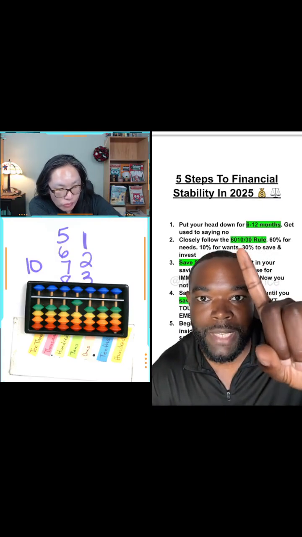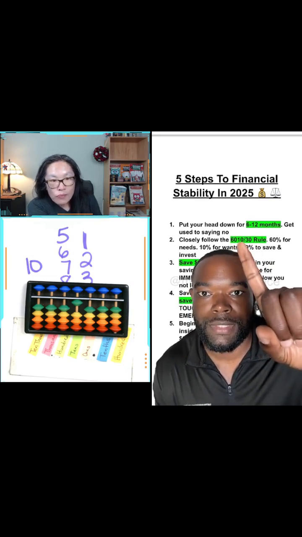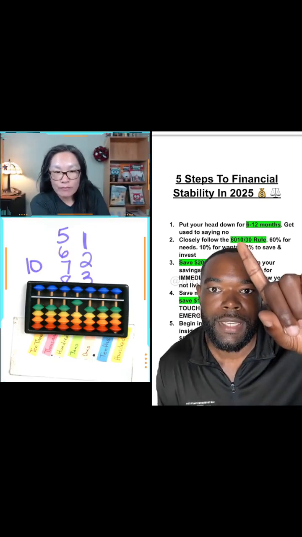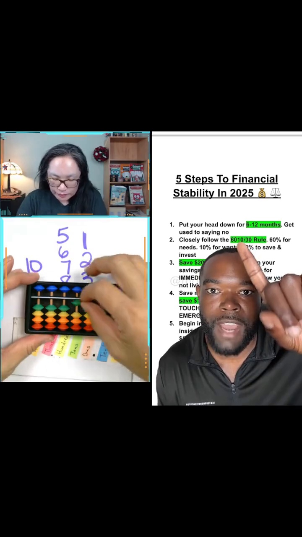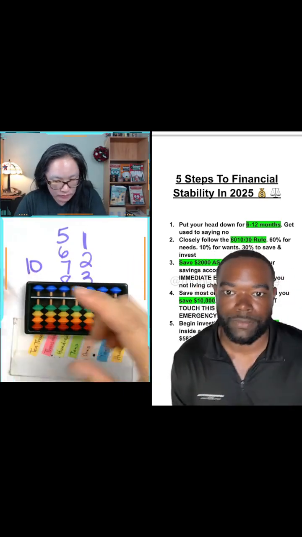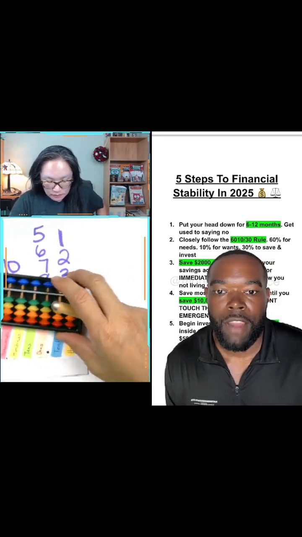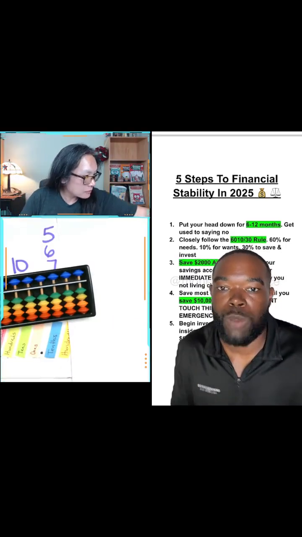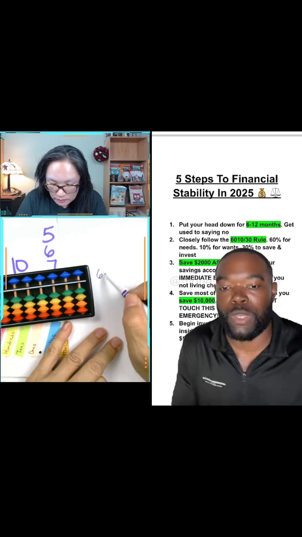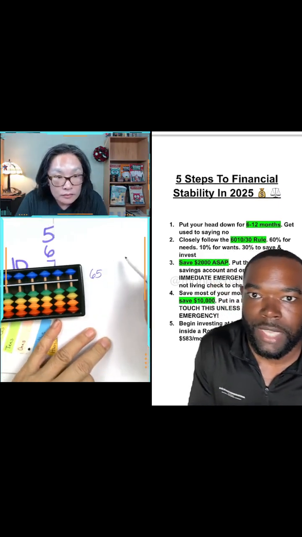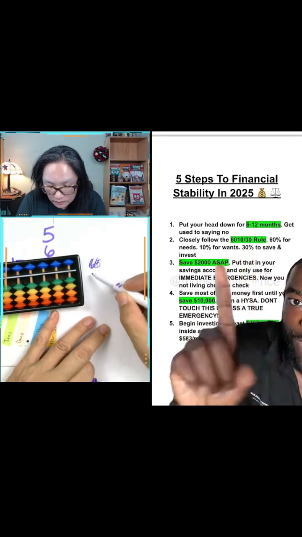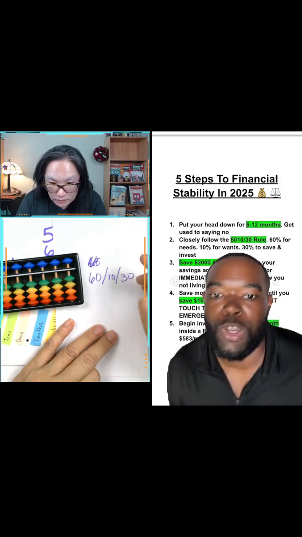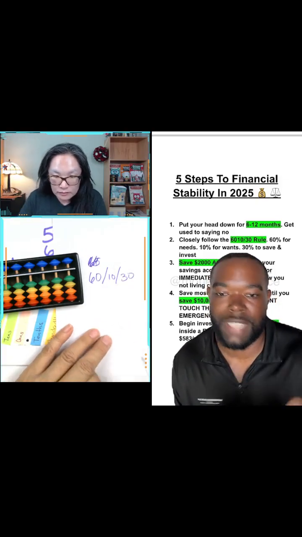So yours may be 65, 5, 30, okay? Or yours may be 65, 15, 20. However yours is set up is based on your specific situation, and that helps you understand your numbers so that you can break it down really simply and know exactly how much you should be saving, how much should go to wants, and how much should go to needs. That's going to help you simplify your finances. That's going to help you know exactly where to start.